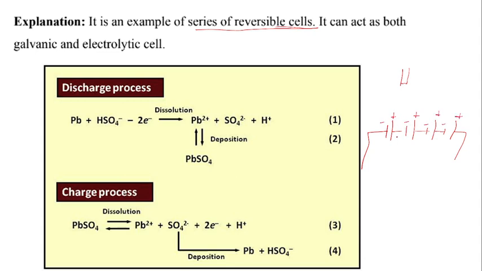One single battery can give around 2 volt, but generally we need more energy or more voltage. So we connect cells in series mode. Suppose one battery is 2 volt and we connect 4 batteries, then they will give you 8 volt. So this is a series of reversible cells: each cell is reversible and these cells are connected in series.